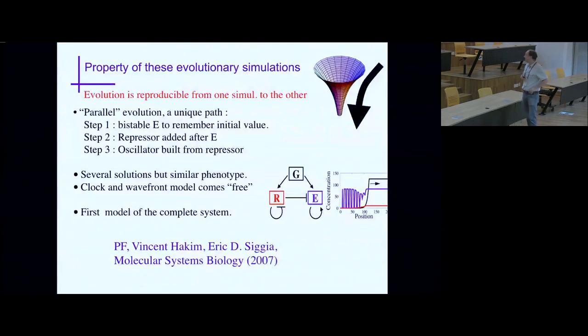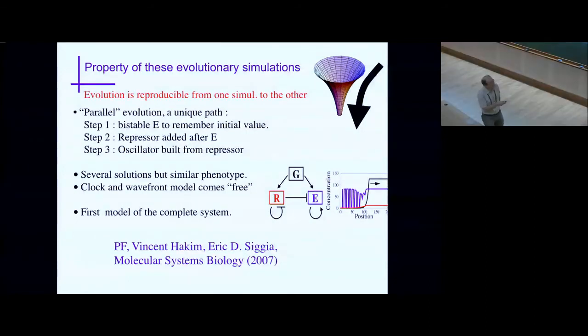The way it works is that not only do you get convergent evolution to the clock and bistable system, but the steps of evolution are also the same. You first start to make a bistable system, then you make a repressor to repress the bistable system, making one stripe. Then once you have one stripe, you make an oscillator to basically multiply the stripe. So not only is this convergent evolution to the same solution, it's really a parallel evolution.